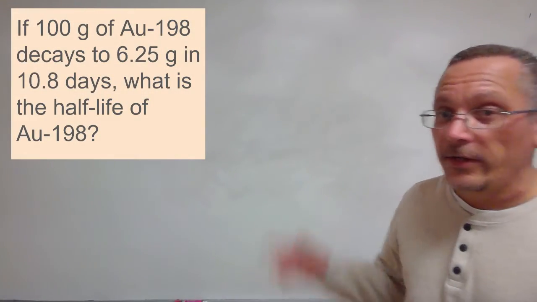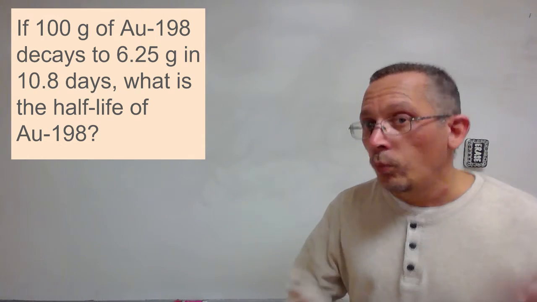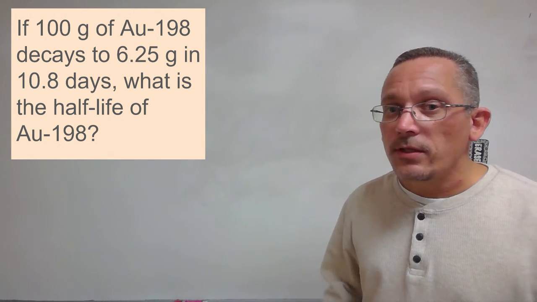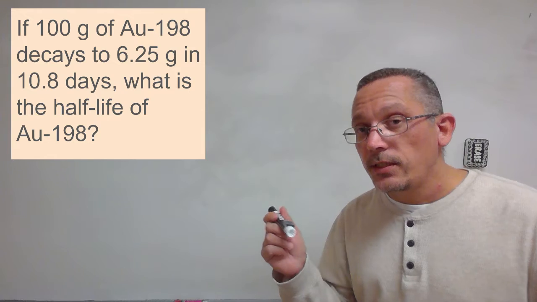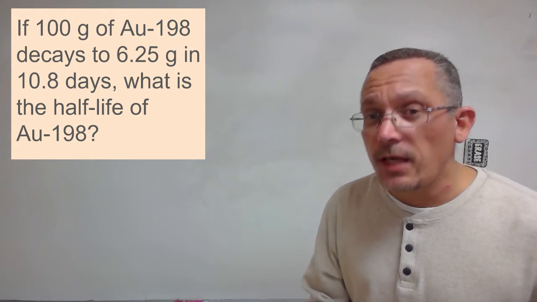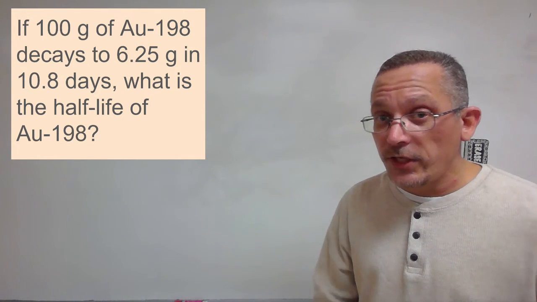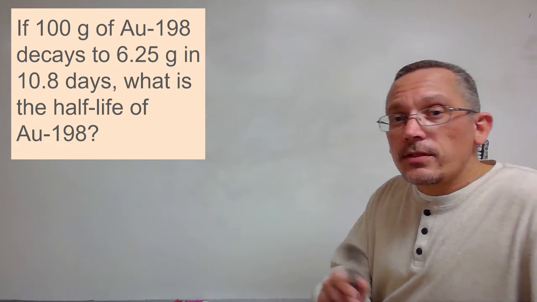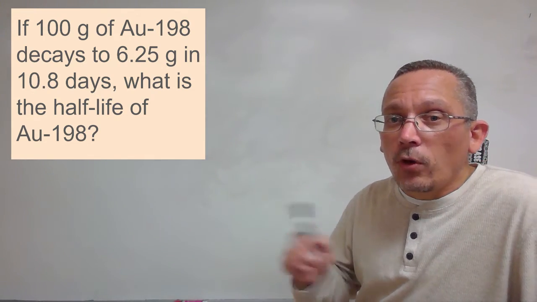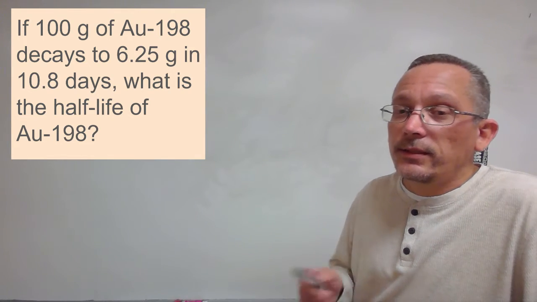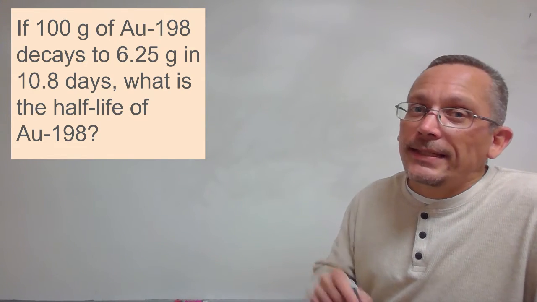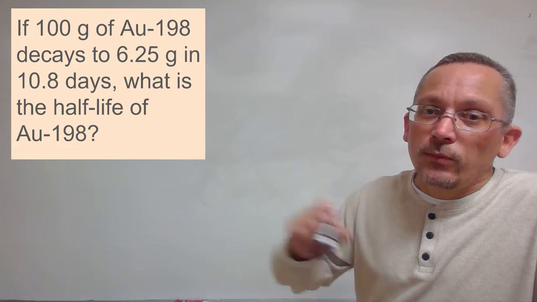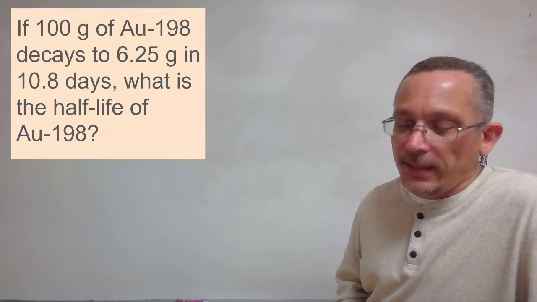The last kind of variation is what I call a what is the half-life problem. So they tell us what we started with, they tell us what we end with, they tell us how much time has gone by, and they ask us to figure out what is the half-life of this isotope. So in this problem here, it says if 100 grams of gold-198 decays to 6.25 grams in 10.8 days, then what's the half-life of gold-198?